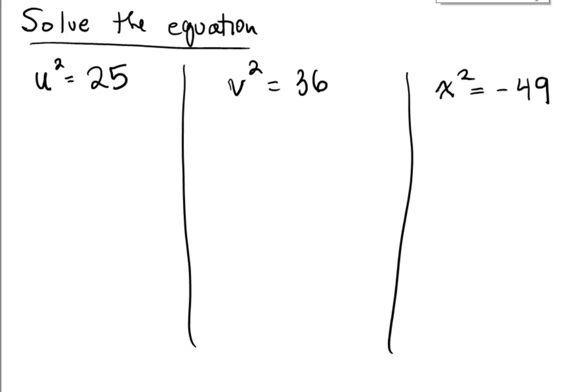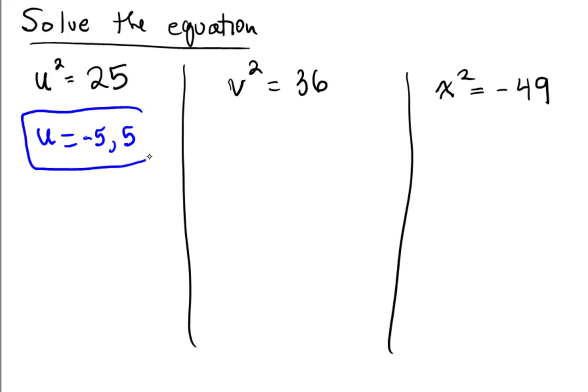We're going to be solving for u. And when you take a square root, the square root of 25 is 5. But when you use the square root property, the correct answer to this is actually both positive 5 and negative 5. So here the answer will be u equals negative 5 or 5.